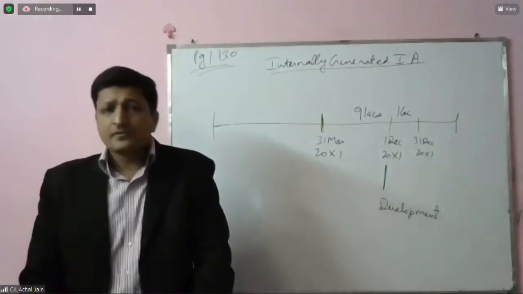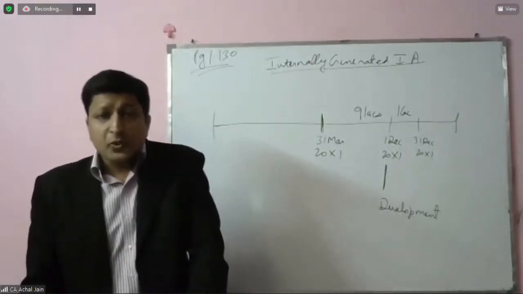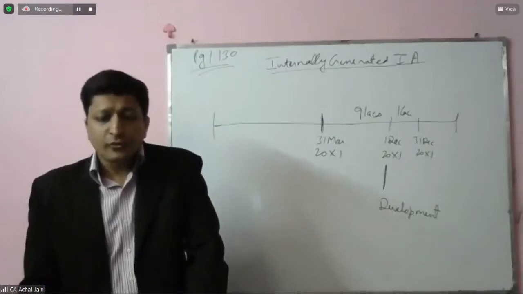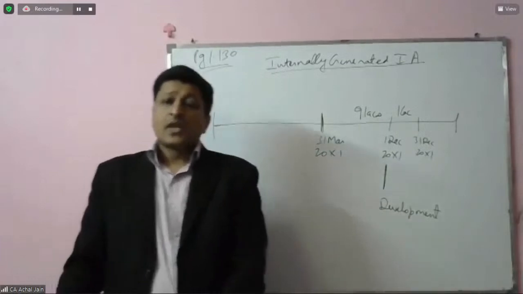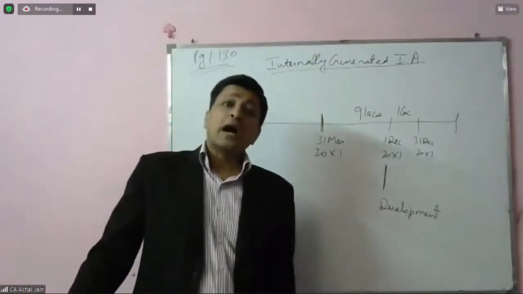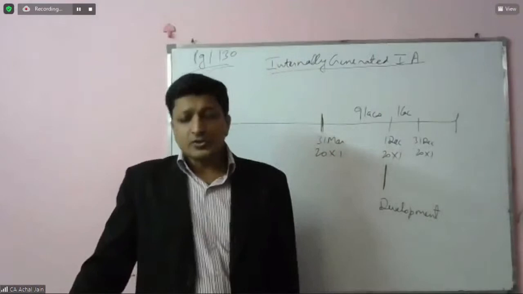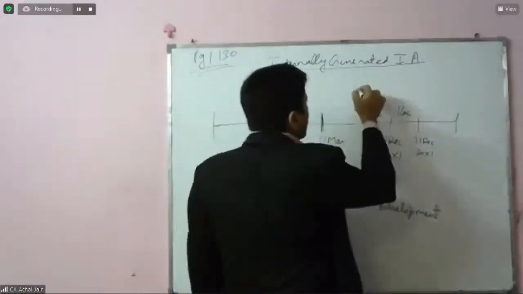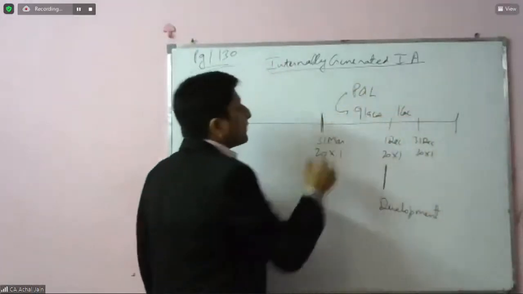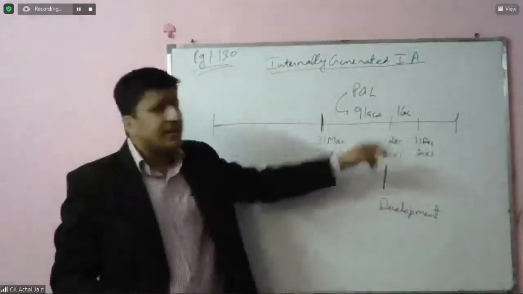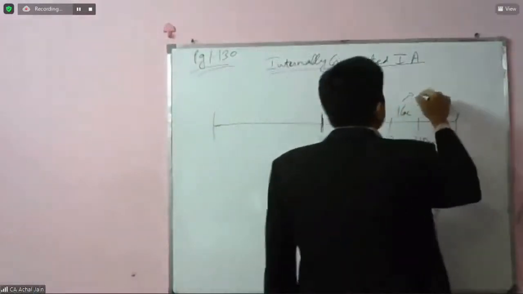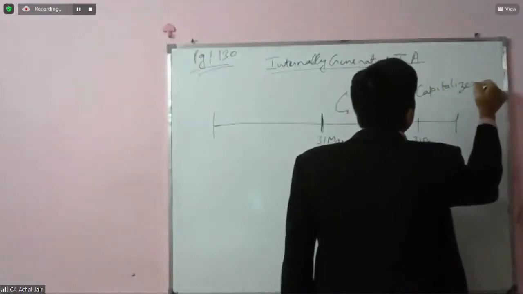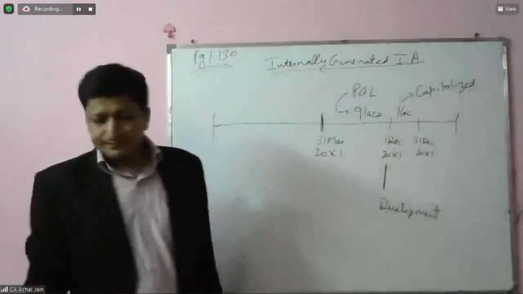At the end of X1, the production process is recognized as an intangible asset at a cost of rupees 1 lakh. The 9 lakh, which is incurred up to 1st of December, will be charged off. So now, this 9 lakh, where do you take it? This will go to P&L. This 1 lakh will be capitalized.